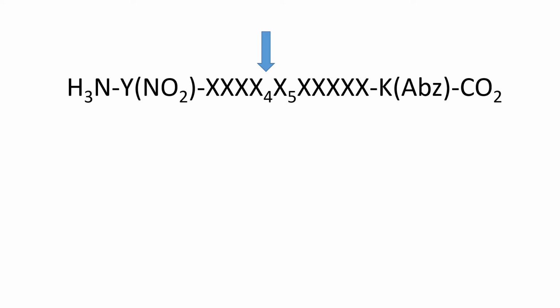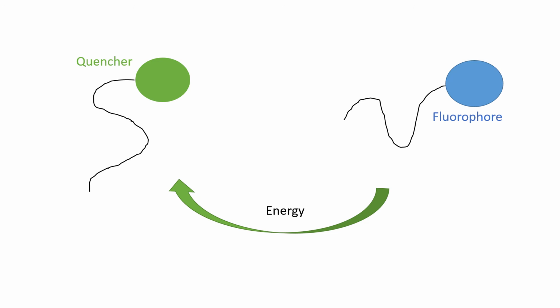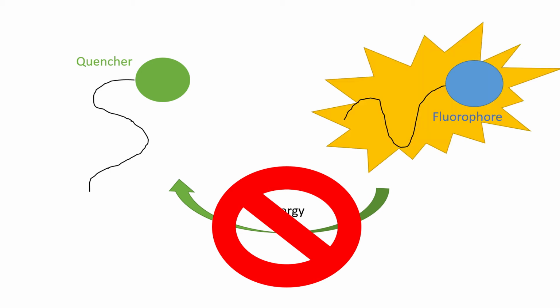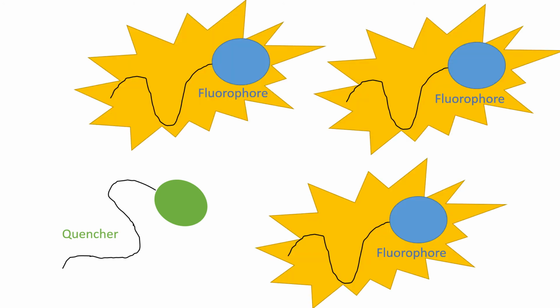Let's say the peptide is cleaved between X4 and X5 by the enzyme. This cleavage would separate the fluorophore end of the peptide from the quencher end. When the quencher is no longer in close proximity to the fluorophore, it can no longer absorb the energy given off by admittance. As a result, the fluorophore is able to emit fluorescence. As more of the peptide becomes cleaved, the fluorescent intensity increases because the concentration of unquenched fluorophore increases, emitting off more fluorescent light.